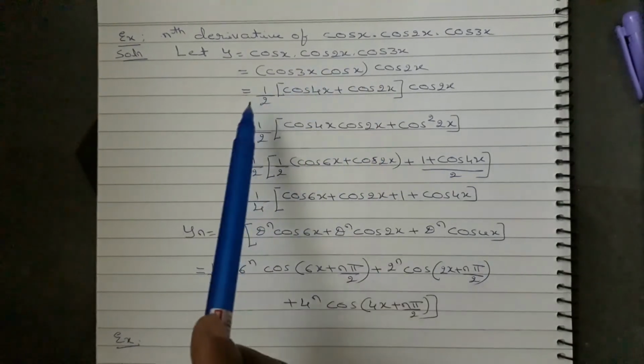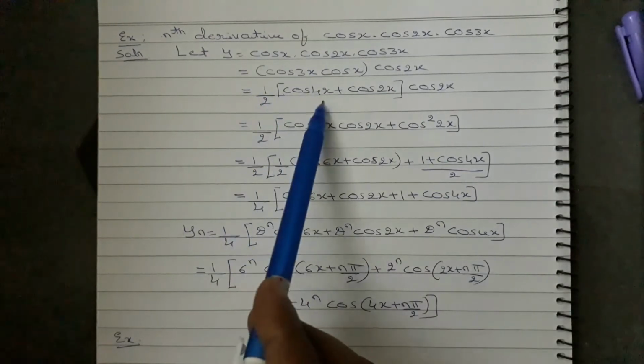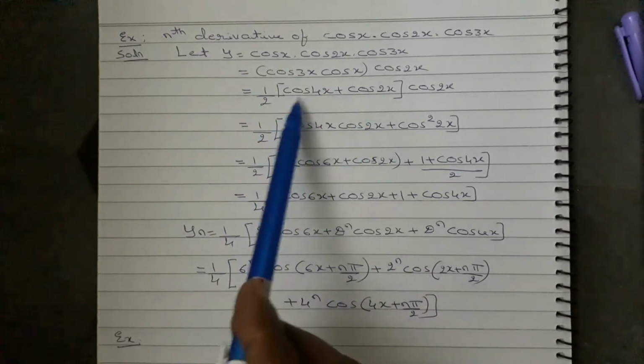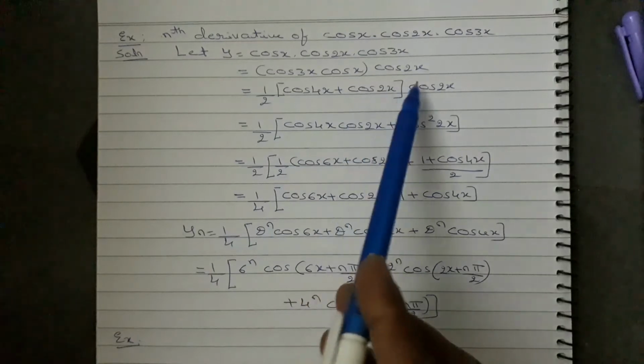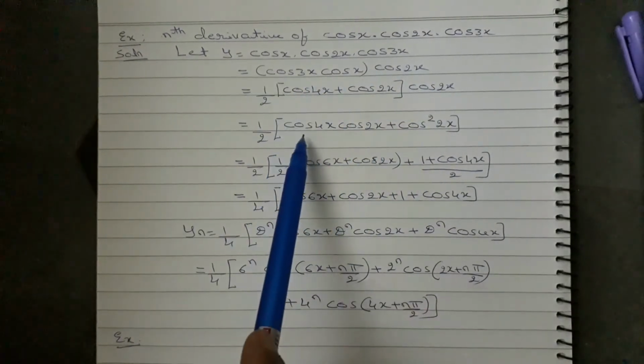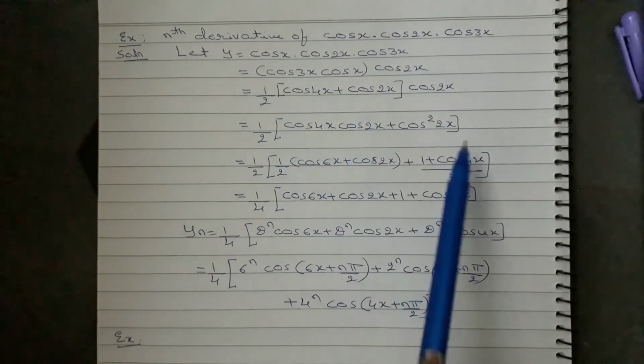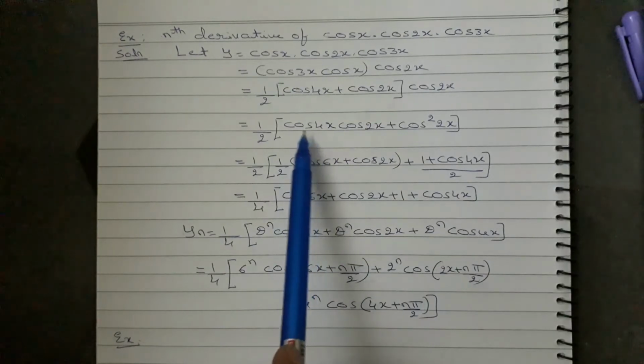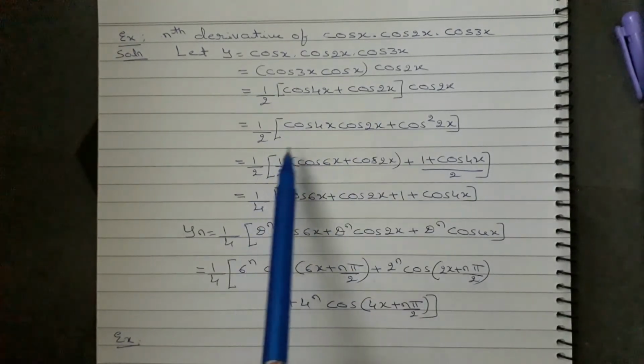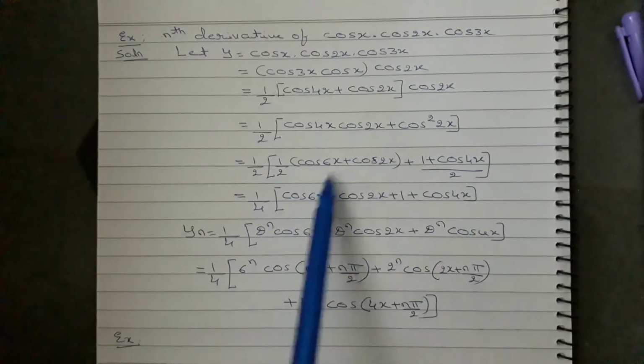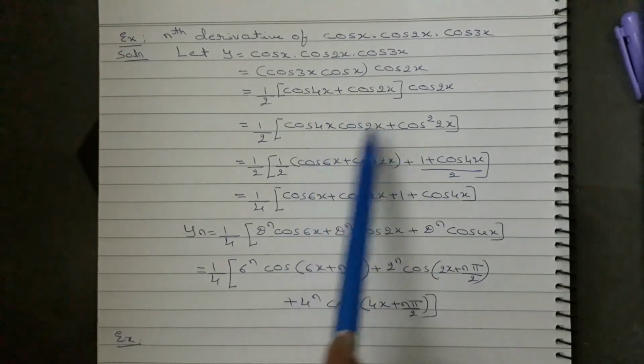So cos a into cos b can be written as 1 by 2 into cos (a plus b) plus cos (a minus b). So it will become 1 by 2 into cos 4x cos 2x. Now multiply this one. So this is cos 4x into cos 2x into cos square 2x. So again we can write this as cos a into cos b. So it is 1 by 2 into cos (a plus b) plus cos (a minus b). It is 4 minus 2.